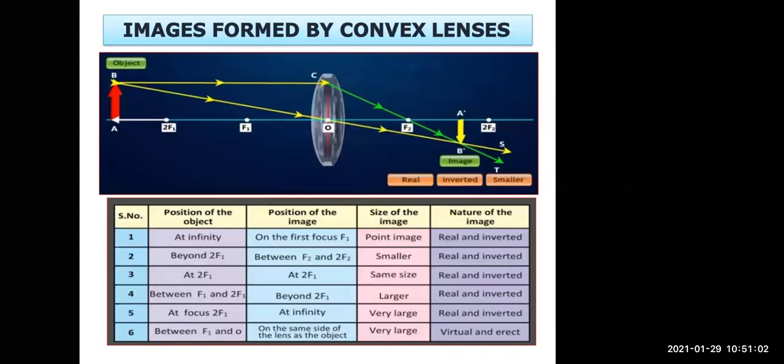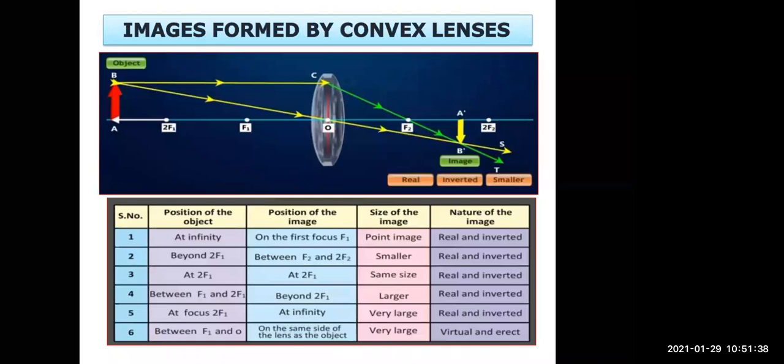Okay, now the images formed by the convex lenses. Here the first one is the position of the object. As you can see in this picture, AB is the object. Then the focus points are given. Then O is given, that is the optical center. Then after the lens, focus points are also given. Then the image is formed, that is A dash and B dash. So here we will see one by one.